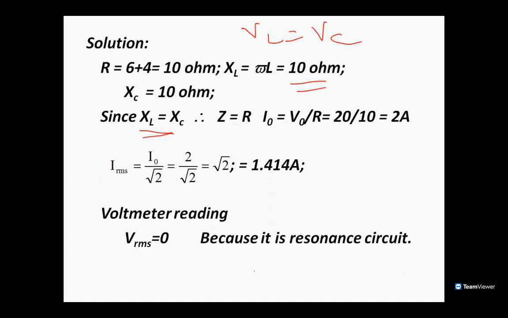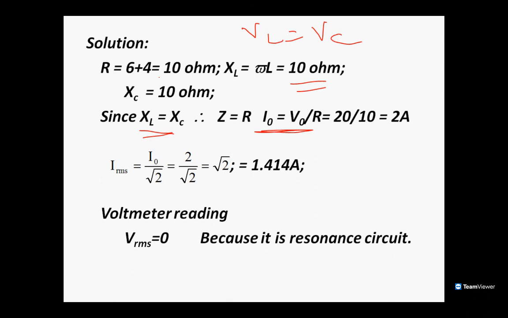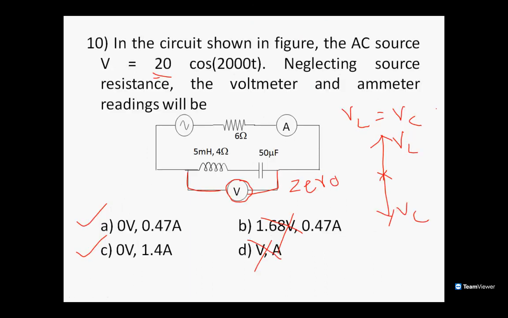Now just bother about the current. Current equal to voltage divided by resistance. What is the voltage here? 20. It is the peak voltage, so I naught equal to V naught divided by R, equal to 20 divided by 10, which is 2 ampere. Students, it is not 2 ampere.